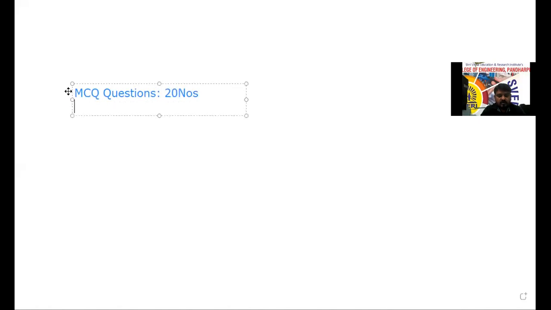20 numbers, and how many bridges are there? Maxwell, Kelvin double bridge, and which is next one? Kelvin double bridge, Maxwell bridge, after Maxwell which discussion did we do? De Sauty's, Schering, and before this Anderson bridge, and one more here. So total 8 bridges are there. So long questions.